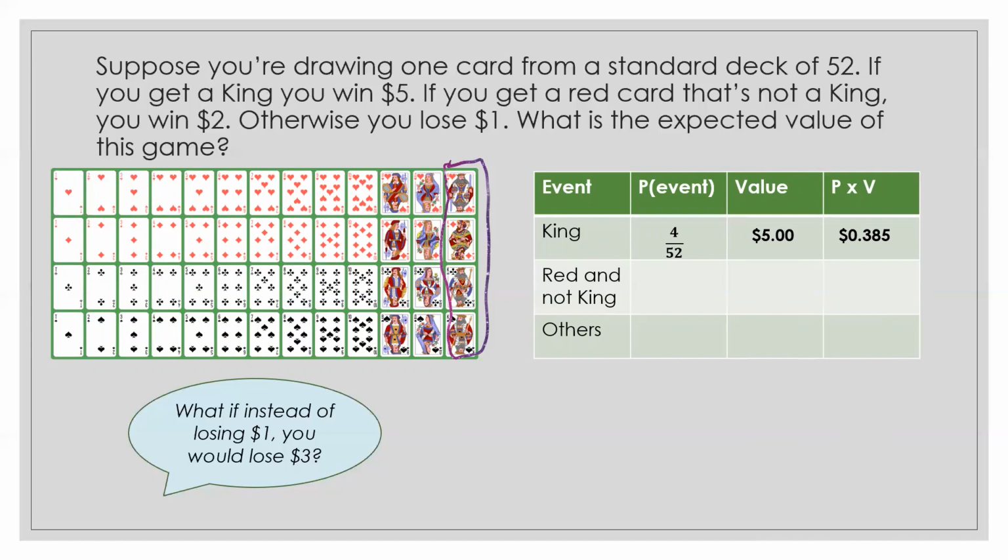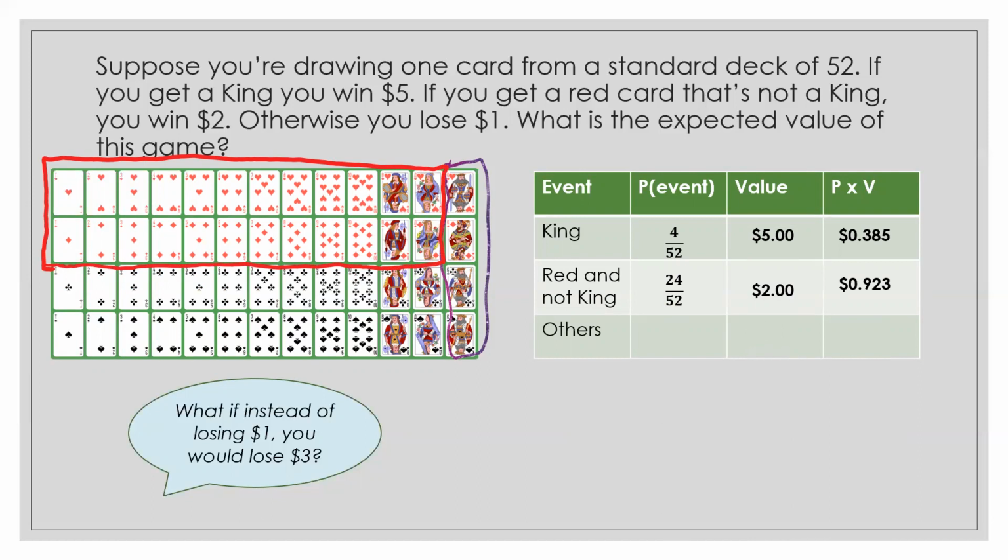Now, what if it's a red card that is not a king? What are we looking at? Red cards that are not kings. There are 12 in each of 2 rows, that's 24. So 24 out of 52 possibilities. That would be $2 if you get one of those, and when you multiply, you get 92.3 cents, or $0.923.